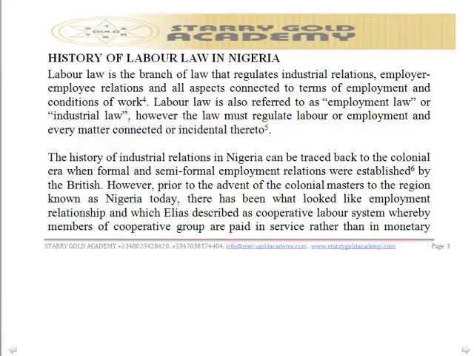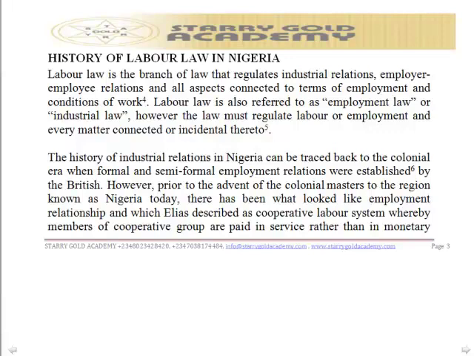Labor law is also referred to as employment law or industrial law. However, the law must regulate labor or employment and every matter connected or incidental thereto. So the issue of industrial relation in Nigeria can be traced back to the colonial era when formal and semi-formal employment relations were established by the British.